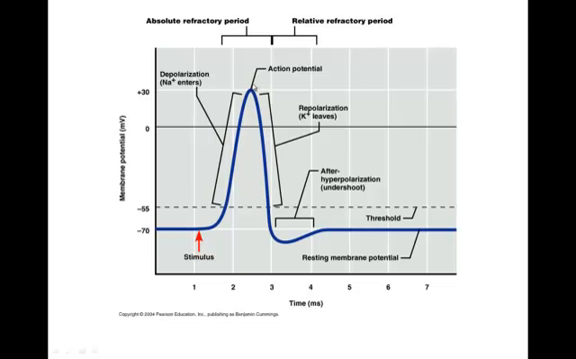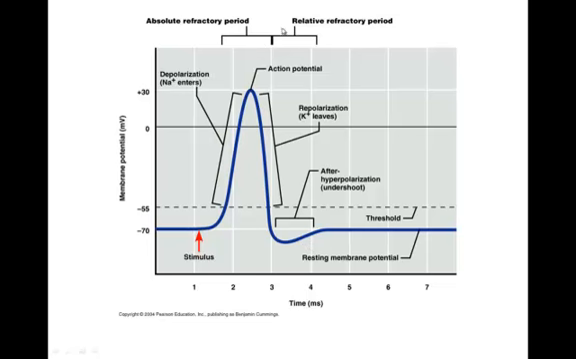The same stimulus that caused the sodium gates to open also caused the potassium gates to open. They just opened up slower. So the sodium gates had closed, potassium gates opened, and then those potassium gates closed a little too slow, and so we have this afterhyperpolarization or undershoot, and then we go back to resting membrane potential. So this is a normal action potential.